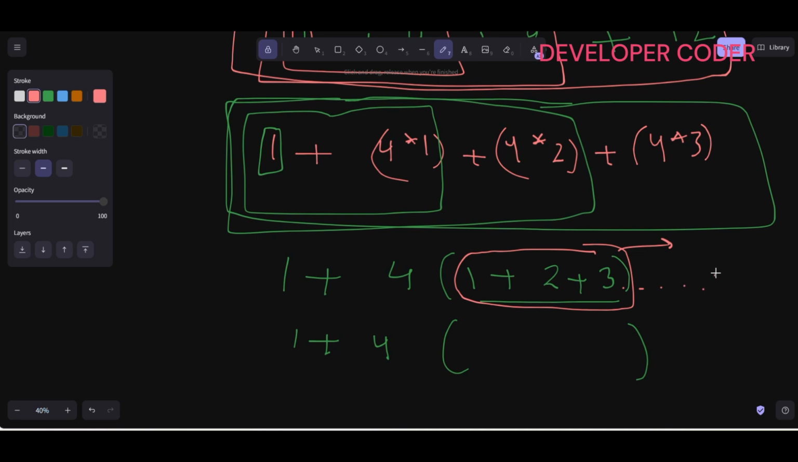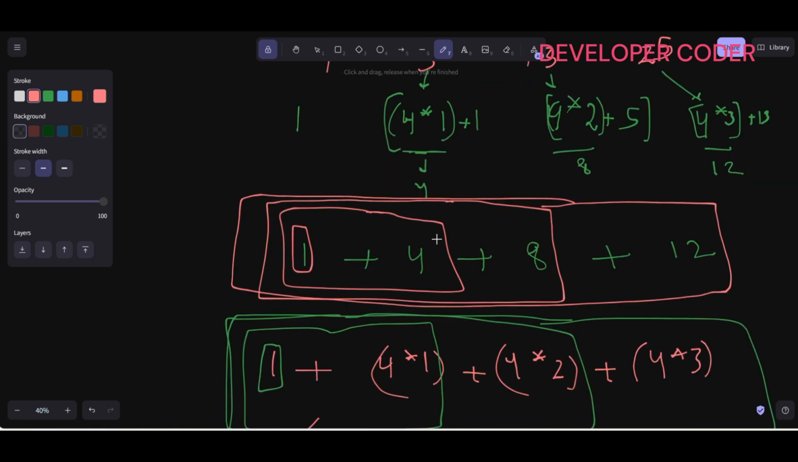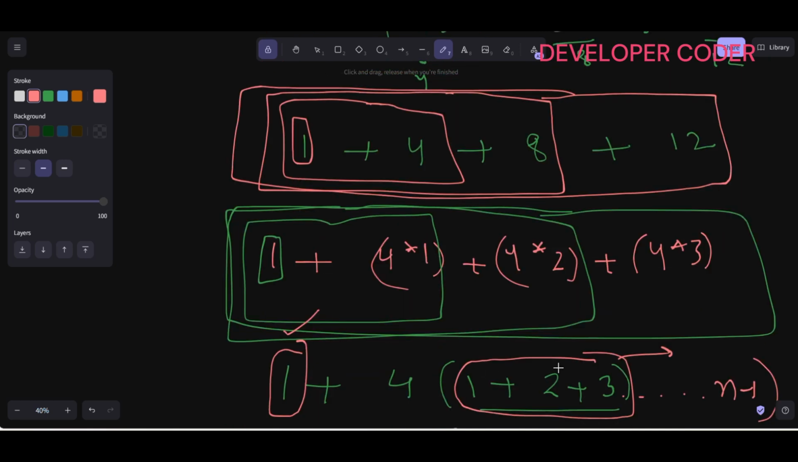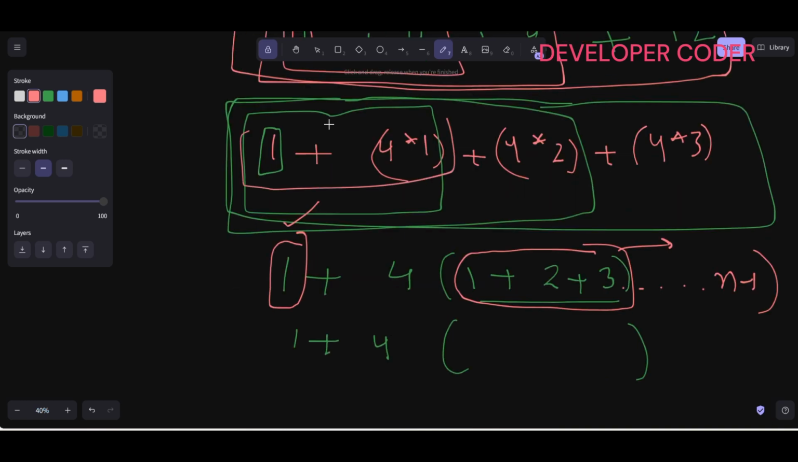But here we are not calculating the summation until n. We are calculating the summation until n minus 1. Why? Because here we are taking one extra value, right? If n is equal to 1, then this is going to be my output, and we are not considering this. If n is equal to 2, then only we are considering until here. So that simply means that until here we have n minus 1 values, and here we have one value. If I do the summation of these n minus 1 values plus one extra value, I will get total n.